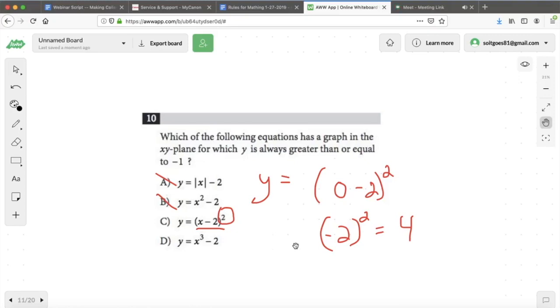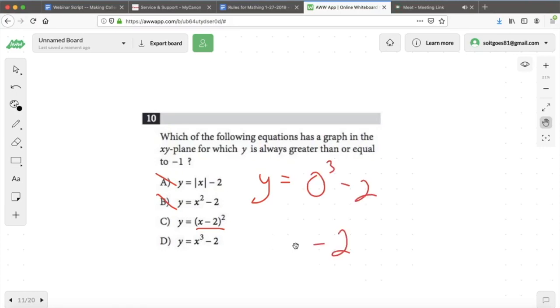Let's look at answer choice D. Is there a value for x we can plug in answer choice D that's going to make y less than -1? Yeah, if you do 0 again. Then you get 0, and that's -2. So we can eliminate answer choice D and confirm it's answer choice C. Any questions about that, guys?